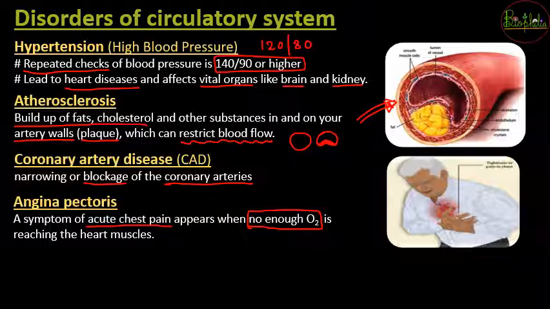So this severe chest pain is regarded to be the second largest pain. So the first largest pain, that is the labor pain. So after labor pain, this is the most deadly pain that occurs, that is angina pectoris.